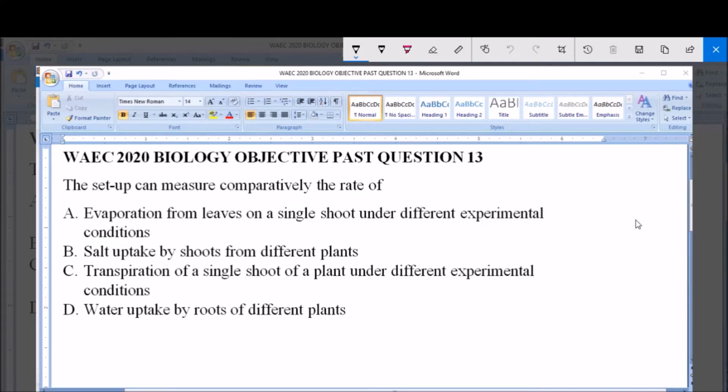I'm going to be answering WAEC 2020 Biology Objective Past Question 13. The setup can measure comparatively the rate of A. Evaporation from leaves on a single shoot under different experimental conditions. B. Salt uptake by shoots from different plants. C. Transpiration of a single shoot of a plant under different experimental conditions. D. Water uptake by roots of different plants.